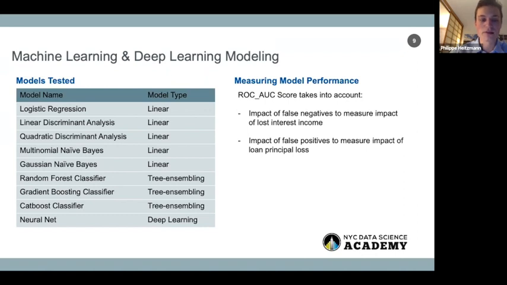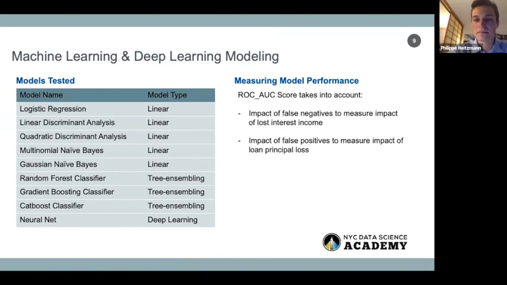So I wanted to build a neural net here, in this case with 5 dropout layers and 8 neural net layers, that would be able to capture, again similar to the tree ensembling methods, some of the nonlinear relationships in the data. And to measure and compare all these models, the metric that I wanted to use was ROC AUC score, which really allows you to capture the impact of both false negatives.